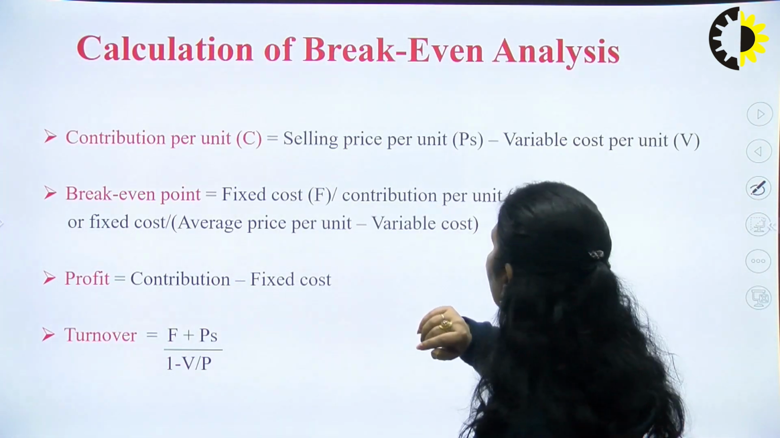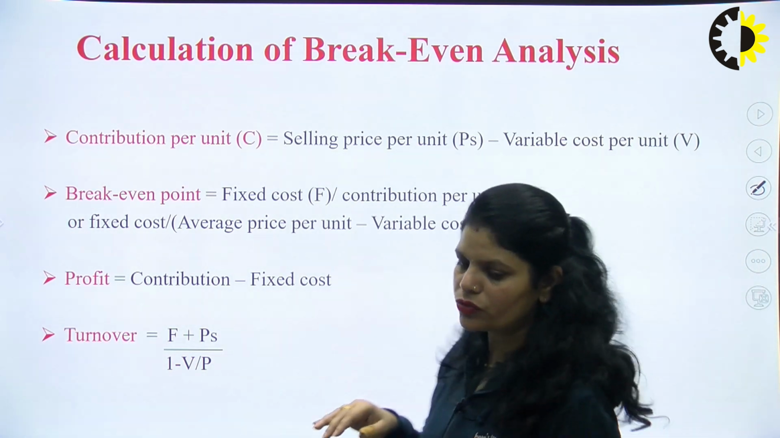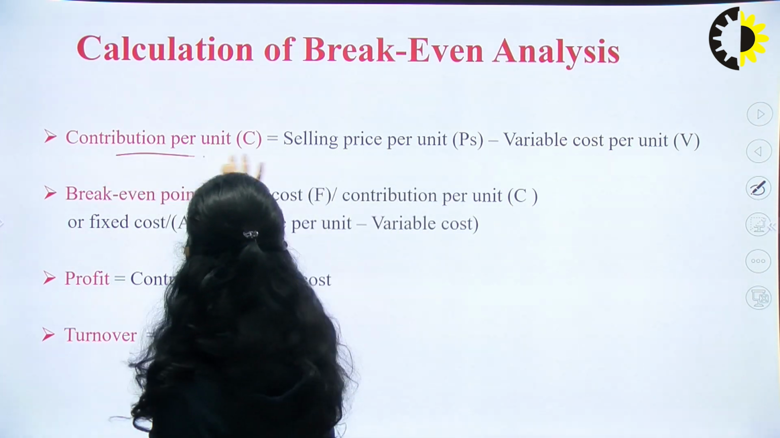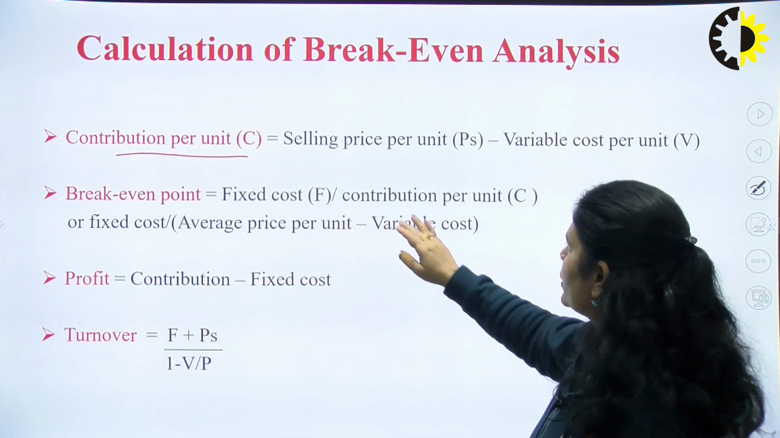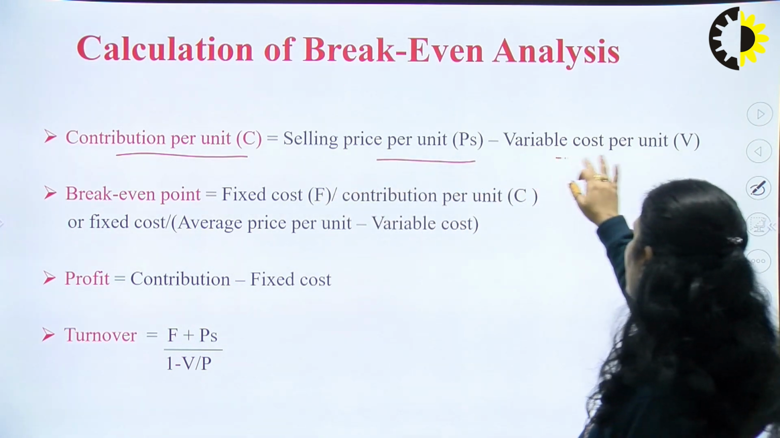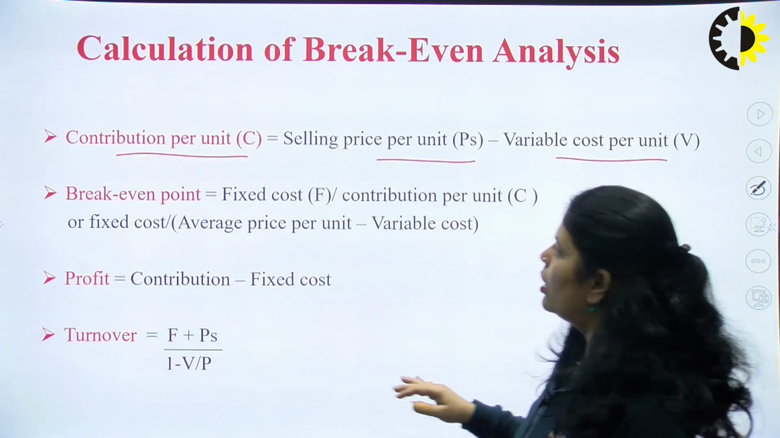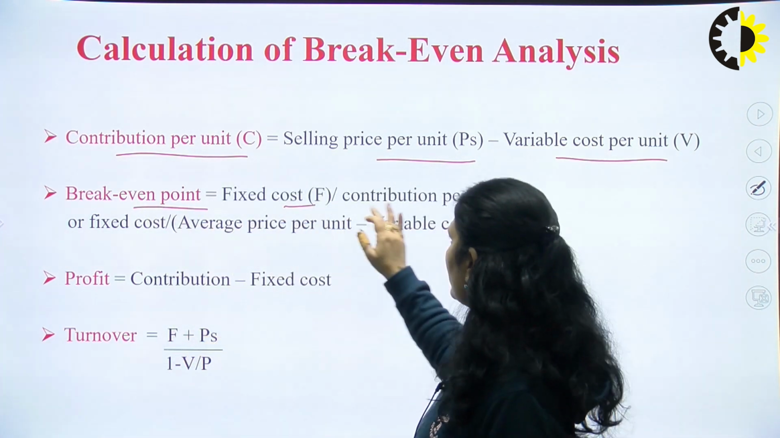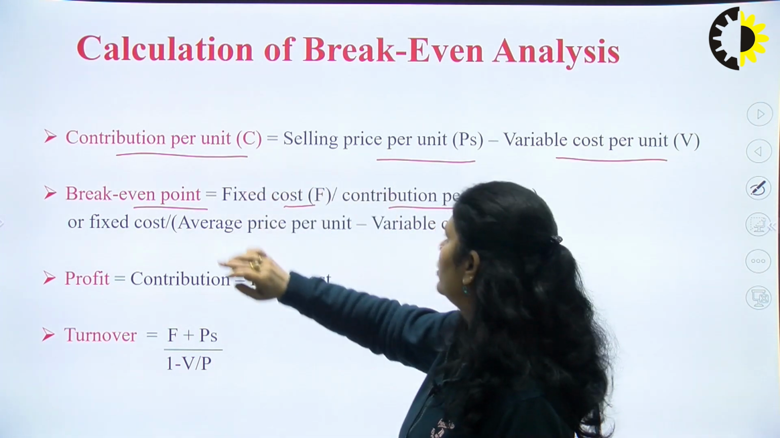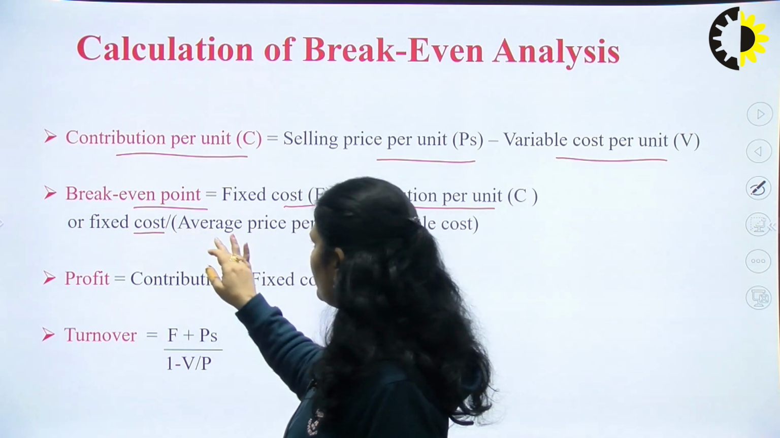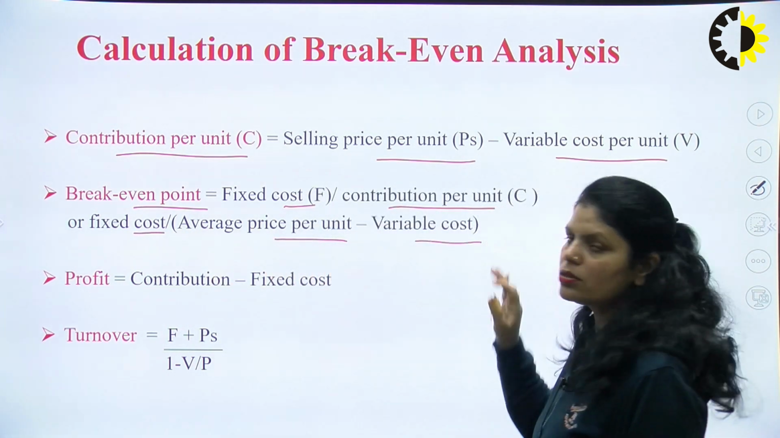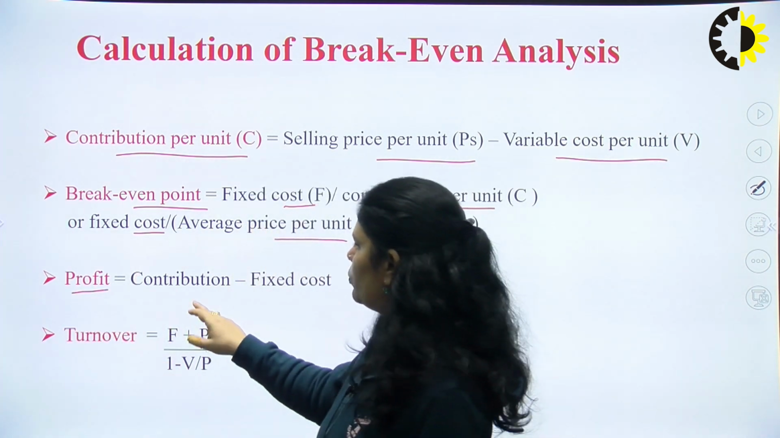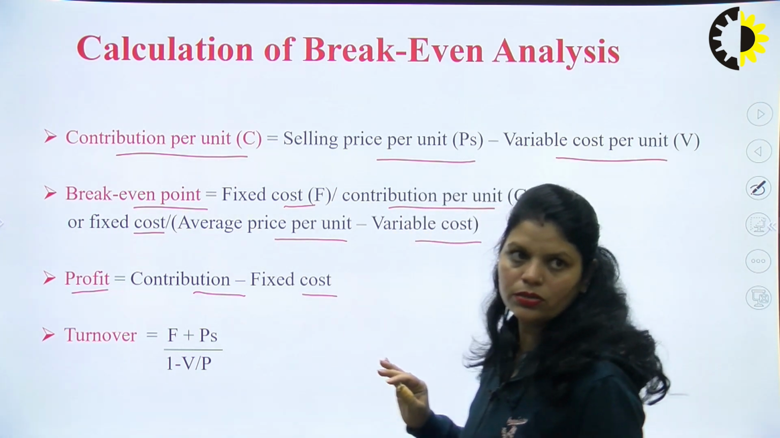Now, for the calculation of break-even analysis, there are some formulas which we will use in calculating the break-even point. We can calculate the contribution per unit. Contribution per unit is basically the selling price per unit minus variable cost per unit. Then we can calculate the break-even point, which is the fixed cost divided by contribution per unit, or the fixed cost divided by average price per unit minus variable cost. Then we can calculate the profit, which will be equal to contribution minus fixed cost.